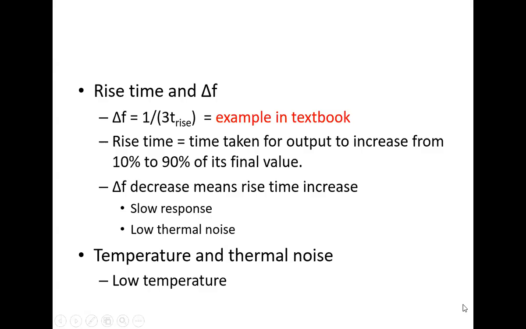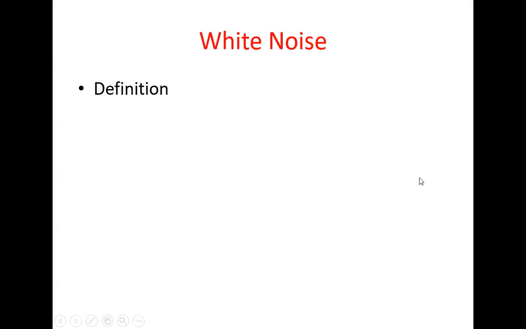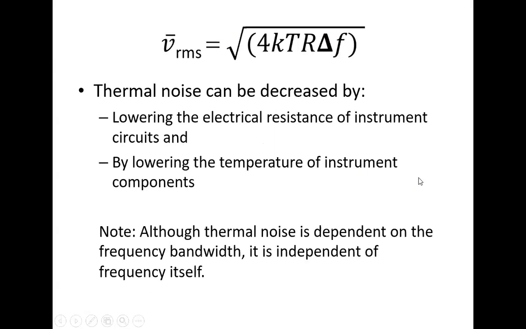U bar is the root mean square, which is really thermal noise. That letter there stands for V, actually. That's a Greek letter for V. So u bar root mean square is equal to the square root of 4kTR times delta F. So you can see delta F is related to the rise time. All right? So that is what you want to get.